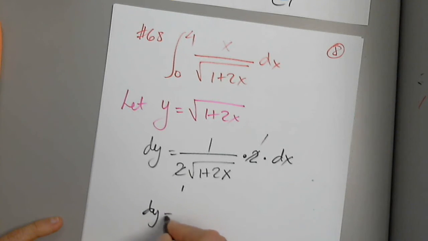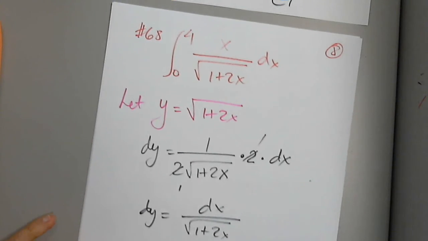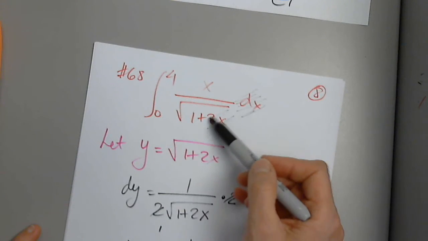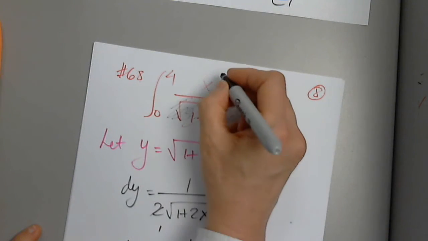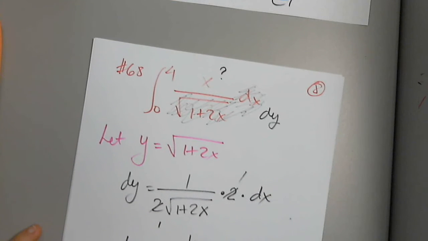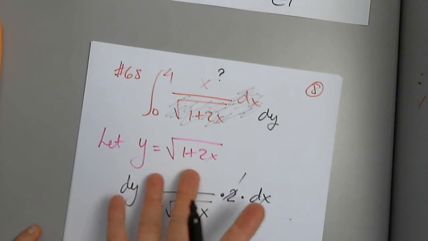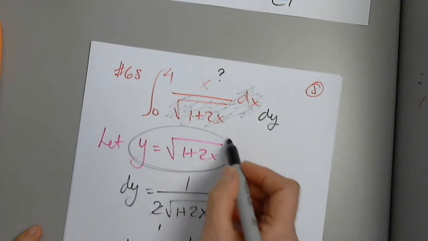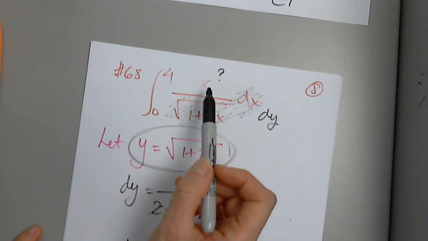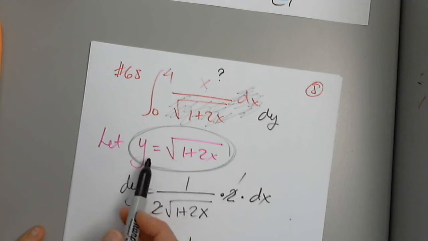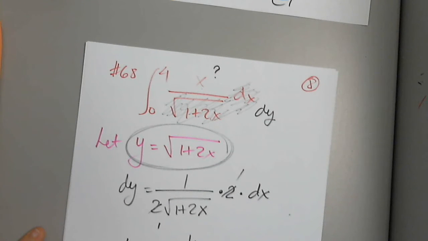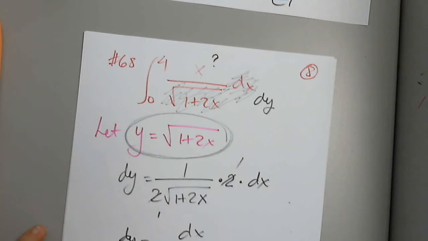So dy is basically dx over the square root of 1 plus 2x. So then all this becomes dy. Now I have to worry about that. I have to solve this equation for x, because I have to replace it up here. I cannot have x and dy and y in the same integral. So how will I solve this equation for x? What should I do to both sides?